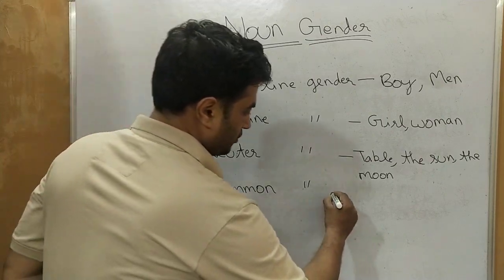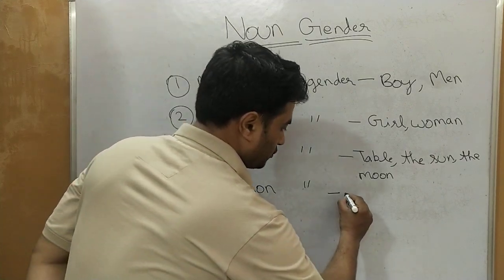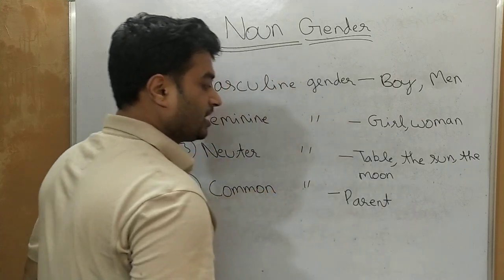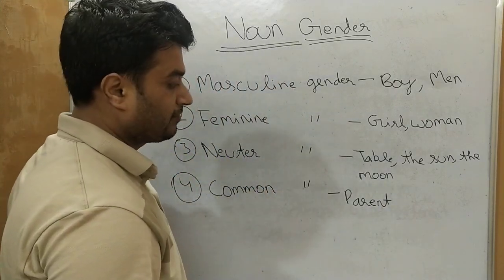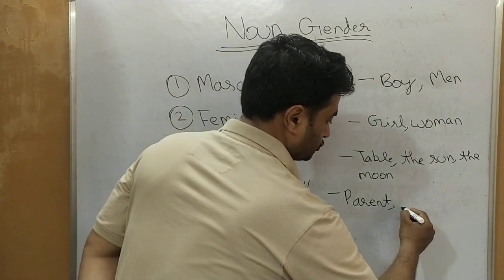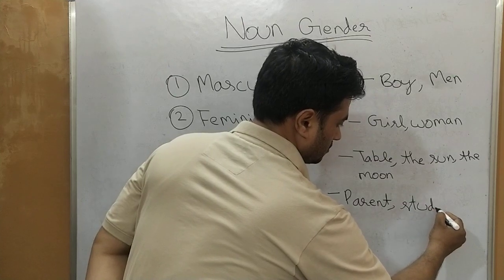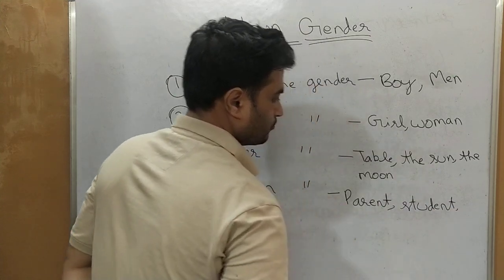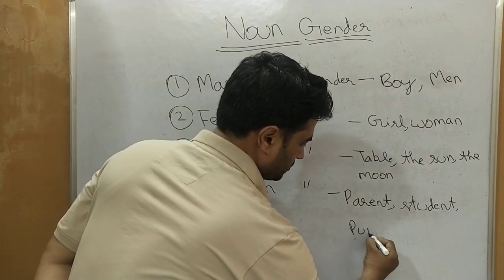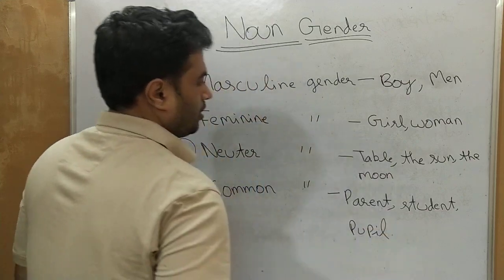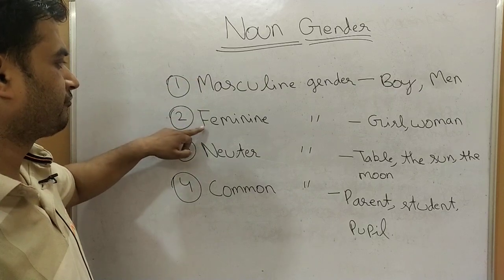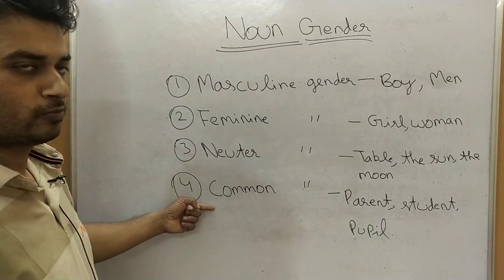And under this category, common gender, for example, we will put parent, because the word parent may indicate either a male parent or a female parent. Student, pupil. Okay, so these are the four genders: masculine gender, feminine gender, neuter gender, common gender.